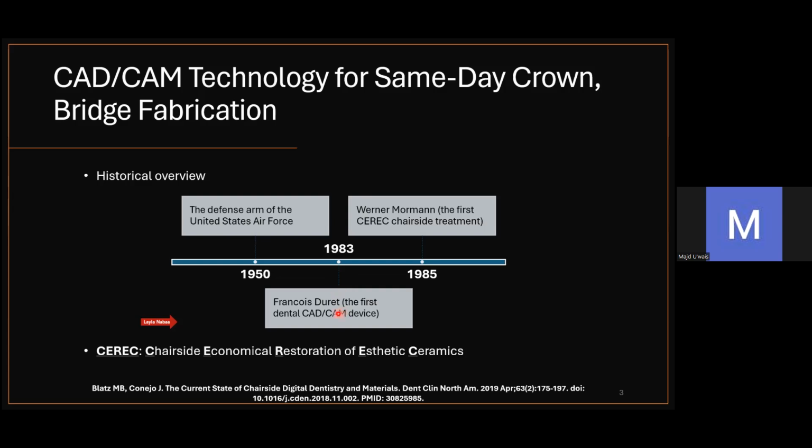Francois Duret developed the first CAD/CAM device in 1983, and this device included an optical impression and a milling machine that was used to fabricate the first milled restoration. After 2 years, Werner Mörmann, who is known as the developer of the first commercial CAD/CAM system, which is the CEREC system. And for those who don't know what CEREC is, CEREC stands for Chairside Economical Restoration of Aesthetic Ceramics. So in 1985, the CEREC system was used to fabricate an indirect same-day ceramic dental restoration in a dental office, which was revolutionary.